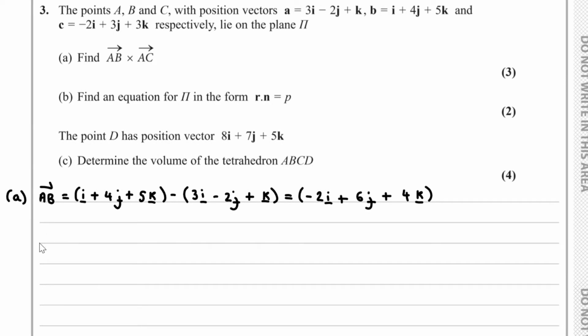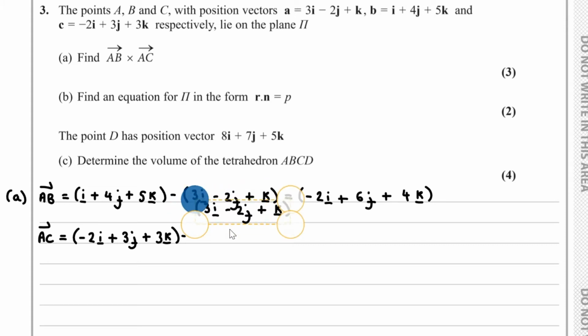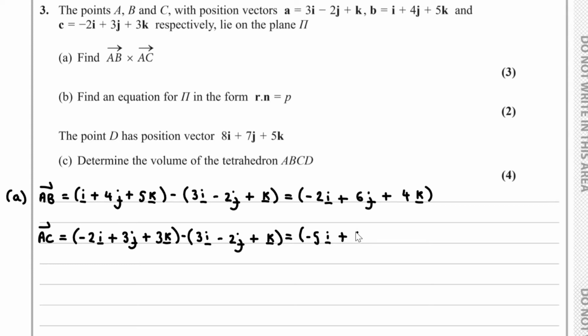And if we work out what the vector AC is, well, we've got the vector OC, which is minus 2i plus 3j plus 3k, minus the vector OA, so we subtract off this, and in doing so you will find AC to equal minus 5i plus 5j plus 2k.